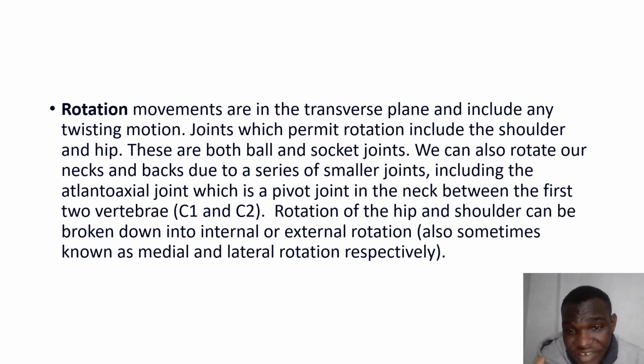Rotation. Movements are in the transverse plane and include any twisting motion. Joints which permit rotation include the shoulder and the hip. These are both ball and socket joints. We can also rotate our neck and back due to a series of smaller joints, including the atlanto-axial joint, which is a pivot joint in the neck between the first two vertebrae. Rotation of the hip and shoulder can be broken down into internal or external rotation, also sometimes known as medial and lateral rotation. So, for example, I've already explained we are rotating.